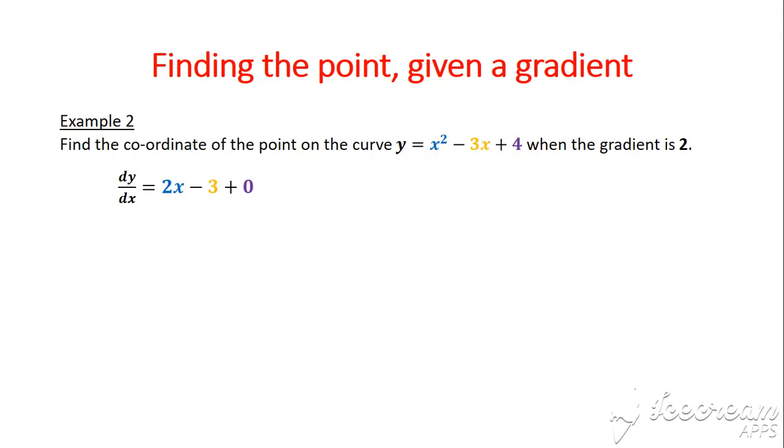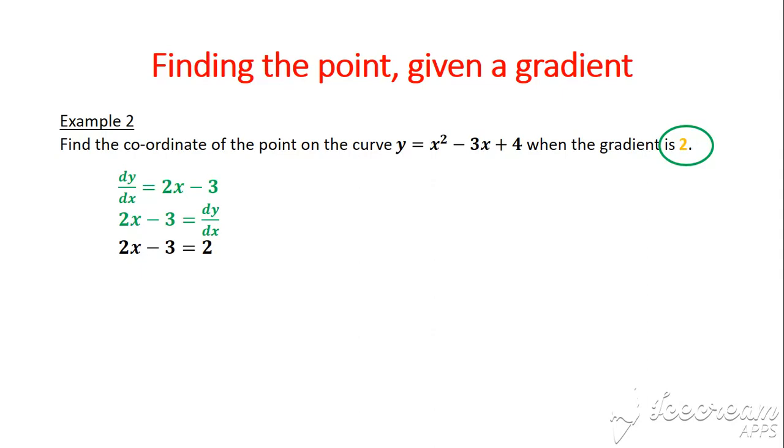Right, well, let's do the same thing. Let's differentiate with the formal notation, dy over dx. The x squared differentiates to 2x, minus 3x differentiates to minus 3, and the plus 4 differentiates to 0. So we get a gradient rule of 2x minus 3. I'm just going to flip that around and go 2x minus 3 is equal to dy dx. Now we've been told the gradient is 2. So we're going to write down 2x minus 3 is equal to 2. We've put the gradient rule equal to the gradient of 2.